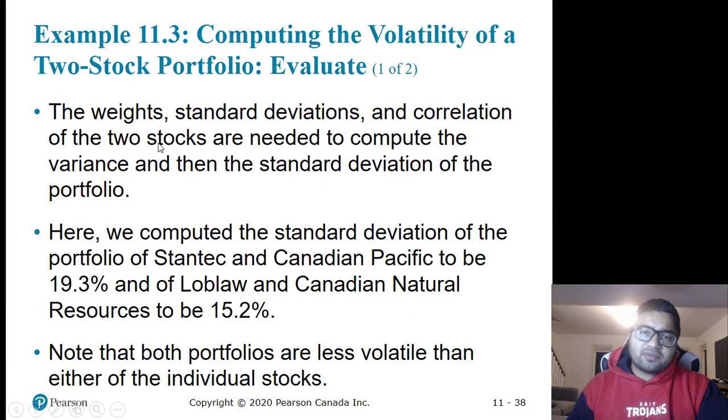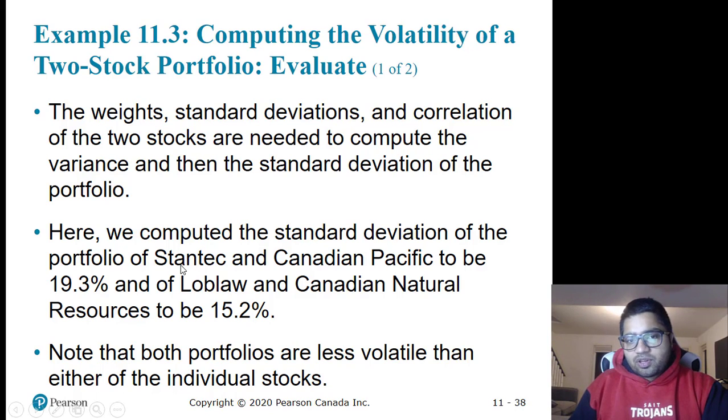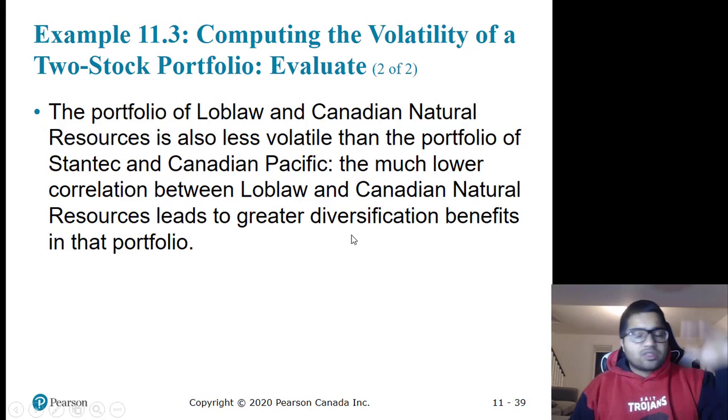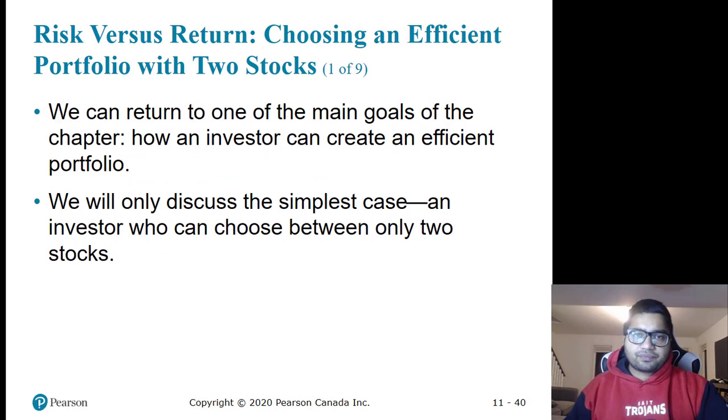The weight, standard deviation and correlations are needed to compute the variance and then the standard deviation. Here we computed the standard deviation of a portfolio of Stantec and Canada Pacific to be 19% and that of Loblaws and CN to be 8%. Note that both portfolios are less volatile than either individual stock. The portfolio of Loblaws and CN is also less volatile than the portfolio of Stantec and Canada Pacific. The much lower correlation between Loblaws and Canadian Natural Resources leads to a greater diversification benefit in the portfolio. So bottom line, the lower the correlation, the lower will be the total portfolio risk.